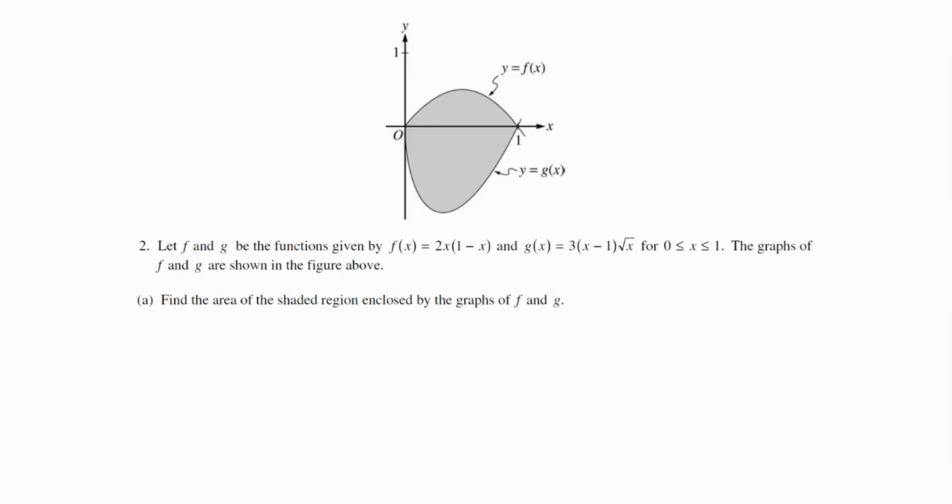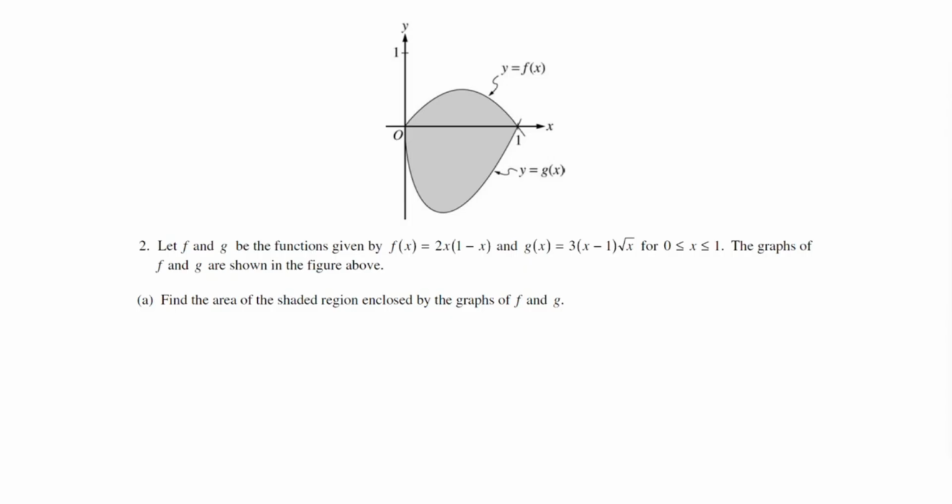All right, this is question number 2 from the 2004 AP Calculus AB exam. It's an area and volume FRQ. We're given 2 functions here, f and g. Right, f of x is 2x times 1 minus x, and g of x is 3 times x minus 1 times root x. And they've given us the region here between the 2 functions, and it even indicated which ones are f and g, and it just wants us to find the area.